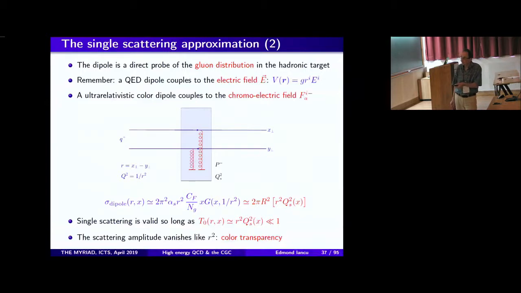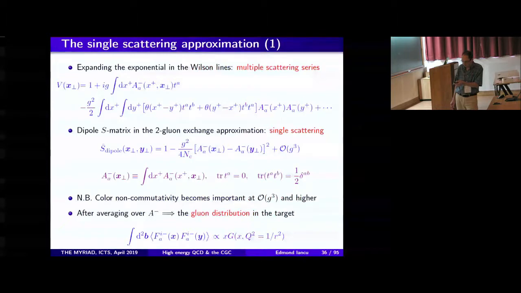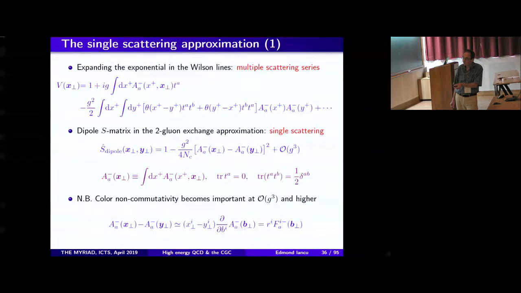And how does this dipole size squared appear in the calculation? I return to this formula from here. You see, I have the difference between the field at x at the quark, and the difference at y under the anti-quark. If x and y are the same, it's zero, of course. I have expanded that in a difference x minus y, which produces the size x minus y. I have a square, which produces x minus y squared, which produces r squared.